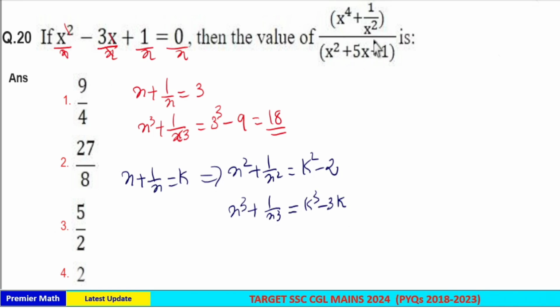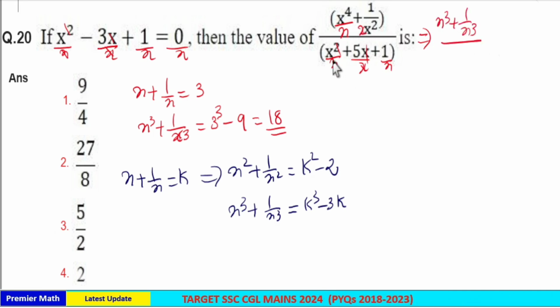Now, to get this value, divide both numerator and denominator by x. Here this will become x cube and this will become 1 by x cube. And here you have x, here you have 5, and here you have 1 by x. Now the numerator will become x cube plus 1 by x cube and the denominator will become x plus 1 by x plus 5. This is equal to x cube plus 1 by x cube, which is 18, over x plus 1 by x, which is 3, so 3 plus 5 is 8. 2 goes 4 times in 8, and 9 times in 18. So 9 by 4 is your answer. Option 1 is your answer.